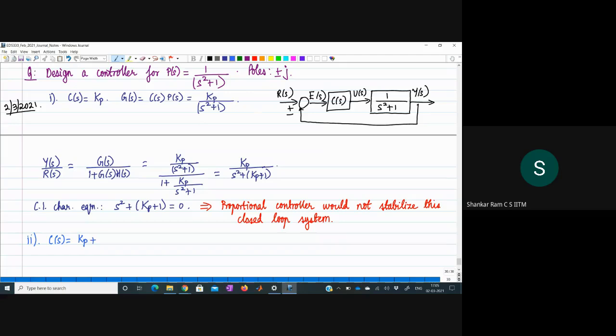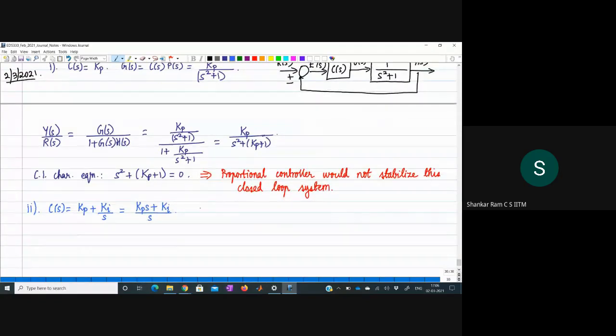For the PI controller, the transfer function will be Kp plus Ki by s. So this we will get as Kp s plus Ki, the whole thing divided by s. Now, if we look at this, we are going to have the forward path transfer function G of s equal to C of s times P of s. That will be Kp s plus Ki divided by s, that's the controller transfer function, and then the plant transfer function is 1 by s squared plus 1.